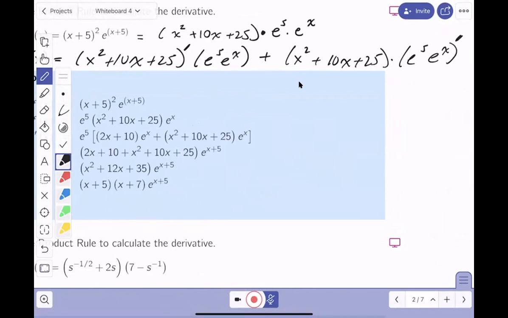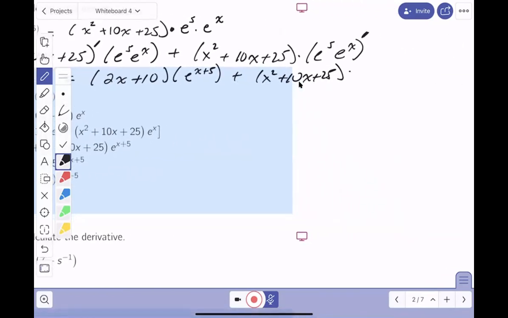One at a time. Let's take a look at it. Well, the derivative of the first function, I'm just looking at the work I've written down for me to do. That's 2x plus 10 times, well, I'm going to write down this as e to the x plus 5 now. Plus, let's see, x squared plus 10x plus 25. And the second function is going to be, well, e to the 5 times e to the x. Well, it's still going to be e to the x plus 5.